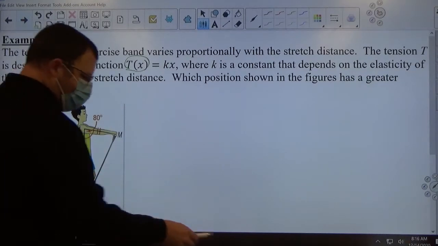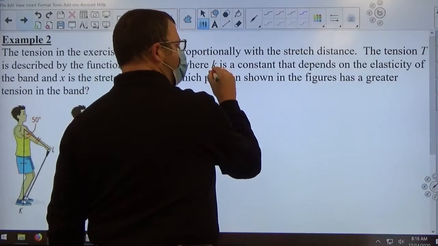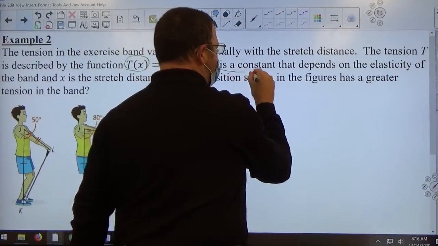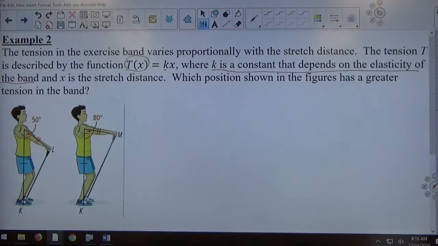And then there's this K and x in the problem also. K is a constant that depends on the elasticity of the band. You guys know what a constant is? If something's held constant, what happens to its value? It stays the same, it doesn't change. So anytime you describe something as a constant, even though I don't know what K equals, and you guys don't know what K is, no matter what K is, it's going to stay the same.